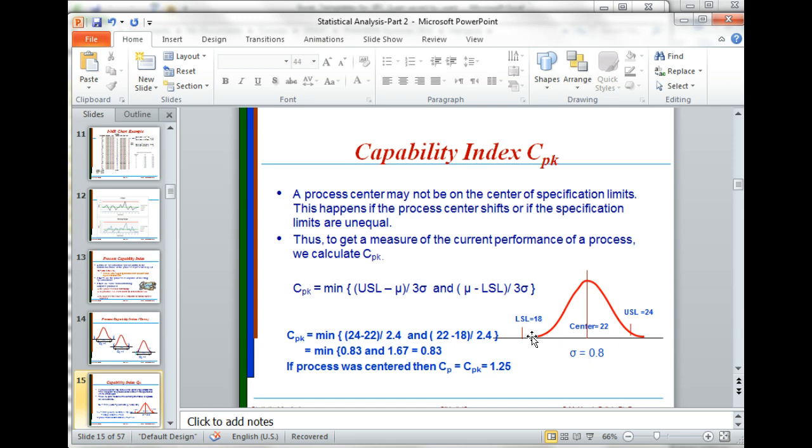If on the other hand, in this case, the mean was right in the middle of the specification range, then the CP and CPK would have been the same and come out to 1.25, which would have been a good process.